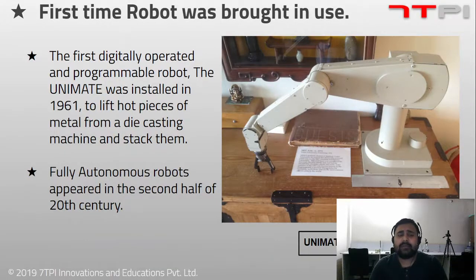Now let's understand when the first robot was officially used. If I have to tell you the history of robots, robots have been used for a very long time, not just now. It was in the 10th BC that a robot was used for the very first time. Now you will be shocked: how is it possible that in 10th BC a robot could be used, right?